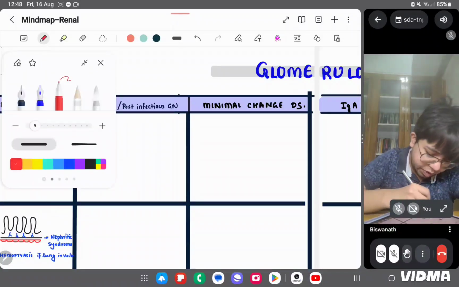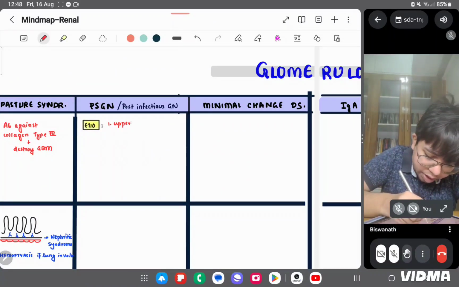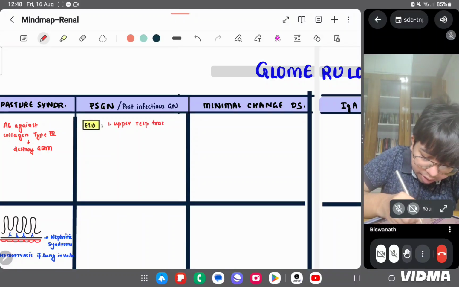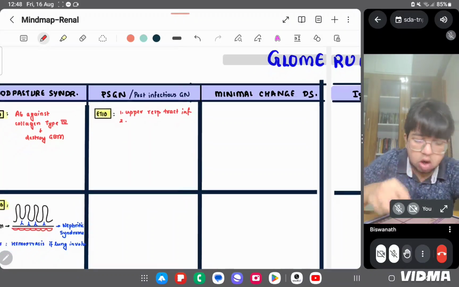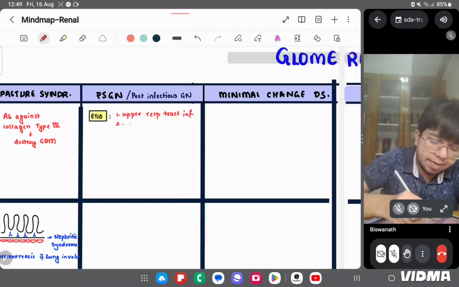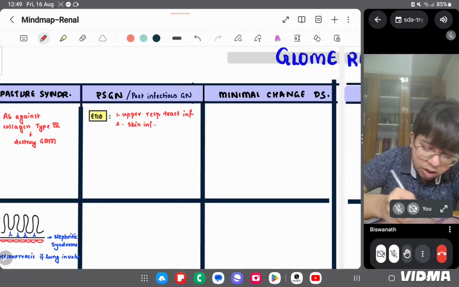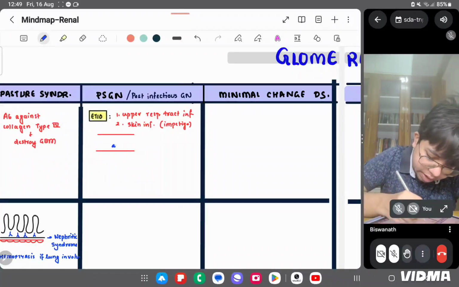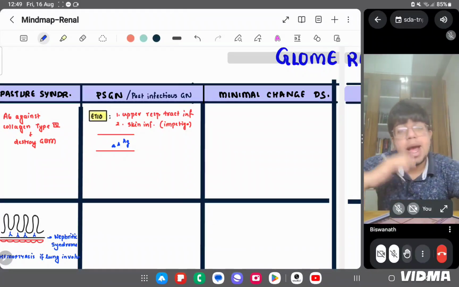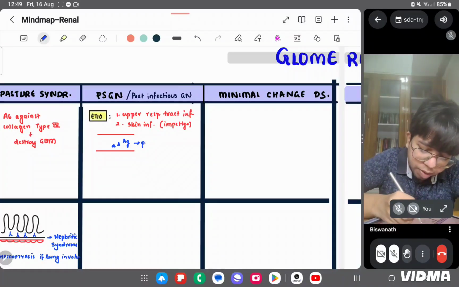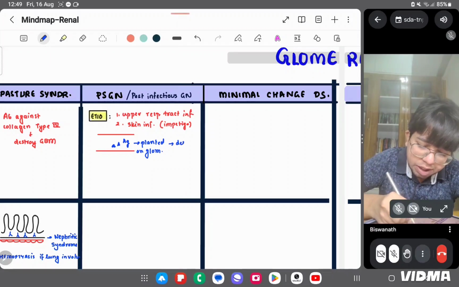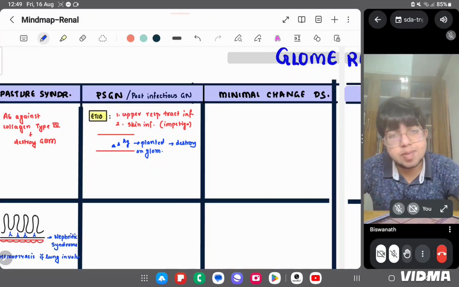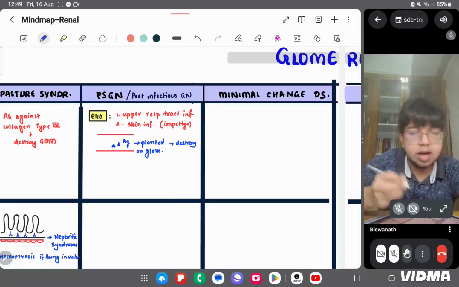So the reason may be upper respiratory tract infections, or skin infections like impetigo, due to which the antigens will come to the blood. Let's say this is the bloodstream and the antigens have arrived. If they are planted on the glomerulus, they will destroy it. Due to an immune response, there will be glomerular damage.